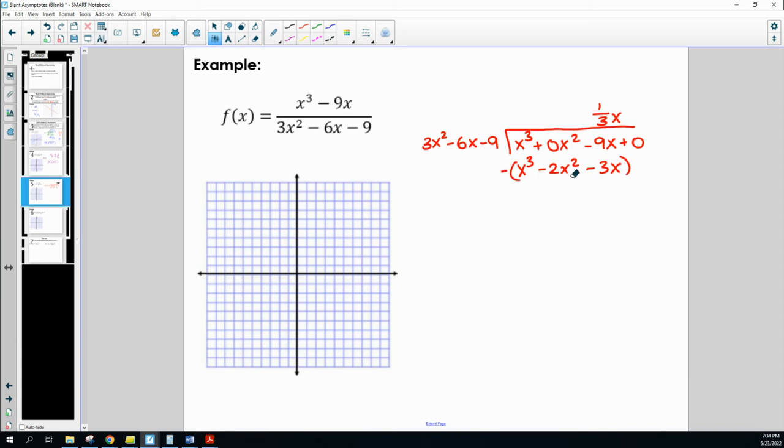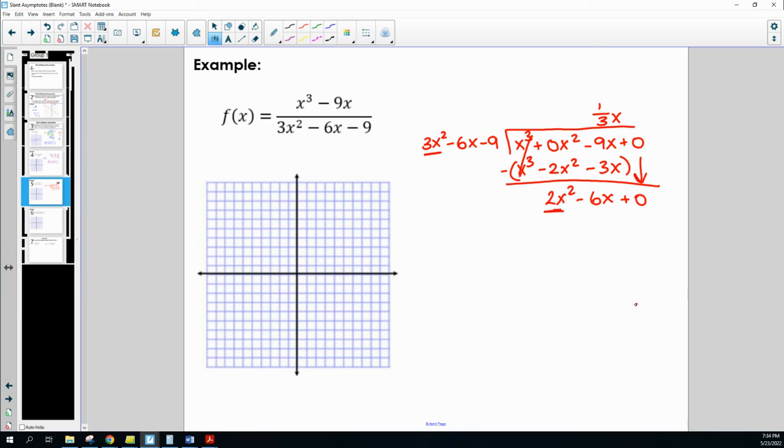Okay, and then we subtract, again using parentheses to make sure we distribute that negative. So x cubed minus x cubed cancels out. 0x squared minus a negative 2x squared is a positive 2x squared. Negative 9x minus a negative 3x, that becomes negative 9x plus 3x, so negative 6x. And then we have 3 terms on the outside, so we need 3 on the bottom, so we're going to bring down that 0.